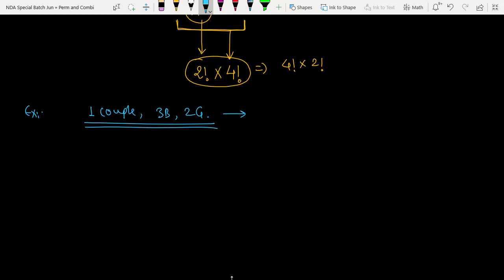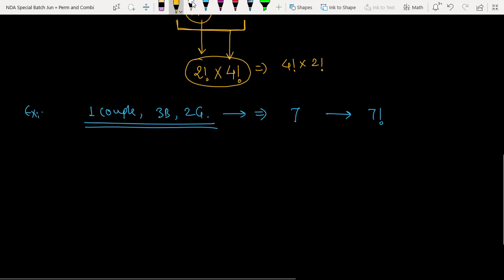7 factorial. Okay, so first tell me how many distinct objects are there. So 2, 3, 5 and 2, 7. So there are total 7 people. So I can arrange them in 7 factorial ways. Now see here. In these 7 factorial ways, how many options are there in which boys are always together?